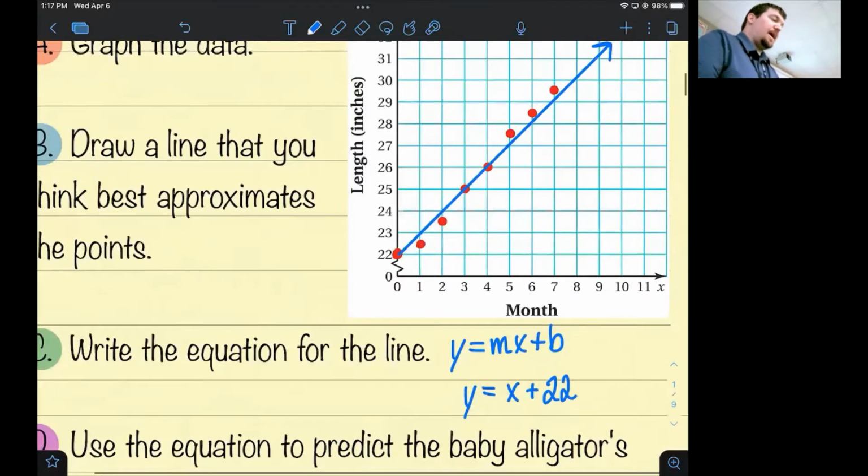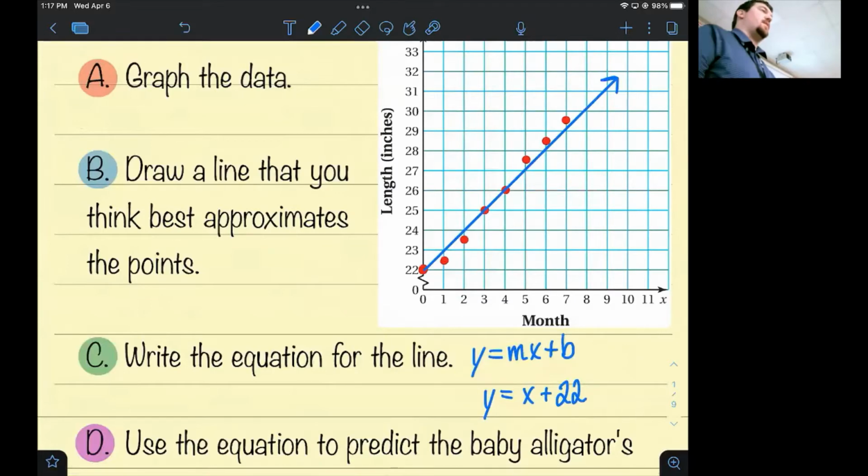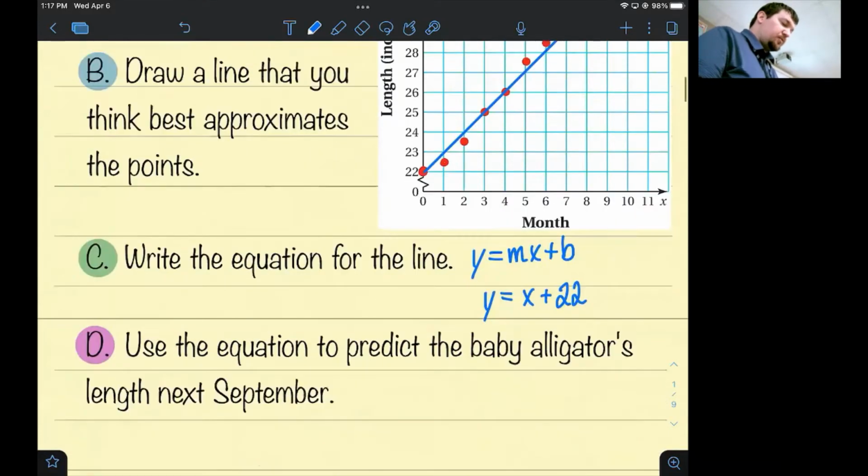That would mean my initial value, 22, when I started measuring, the alligator was already 22 inches. And then my slope tells me how fast the alligator is growing, which is currently about 1 inch per month. 1 over 1. 1 y over 1 x. 1 inch per month. It wants us to use the equation to predict the alligator's length next September.